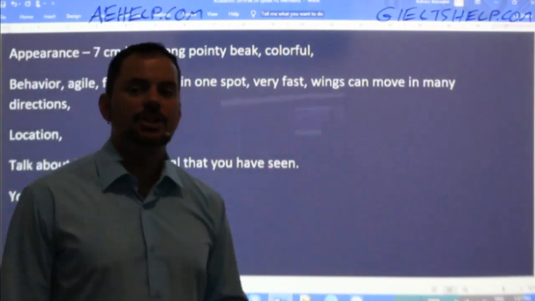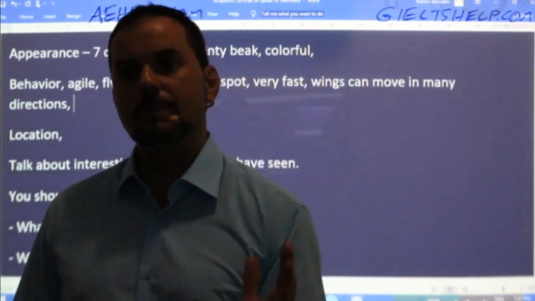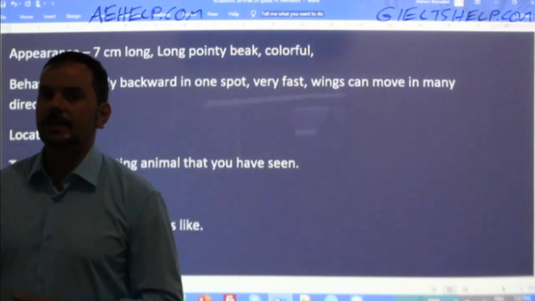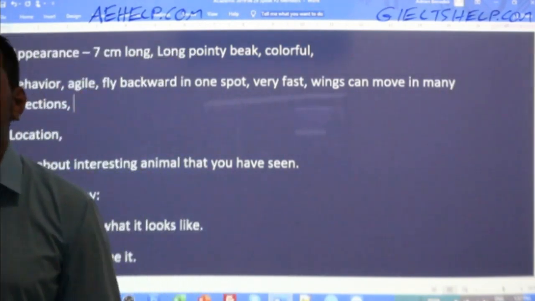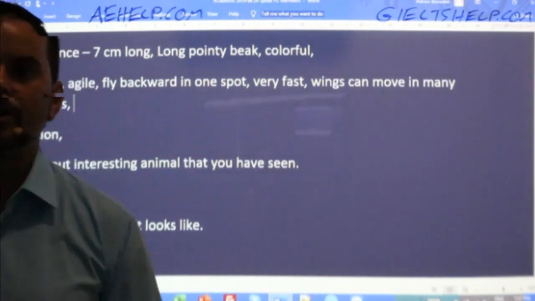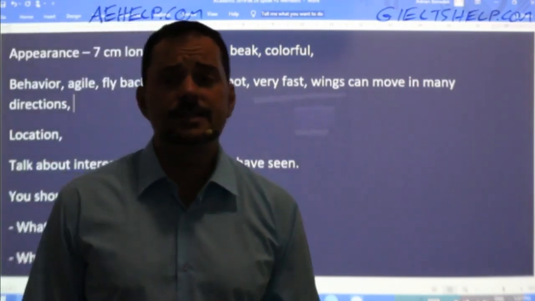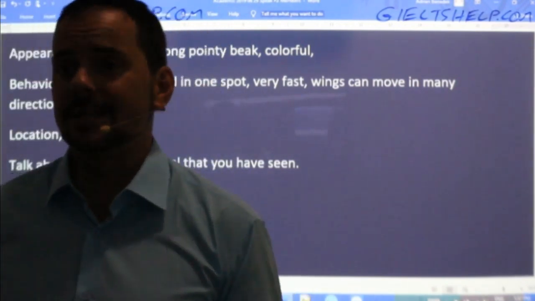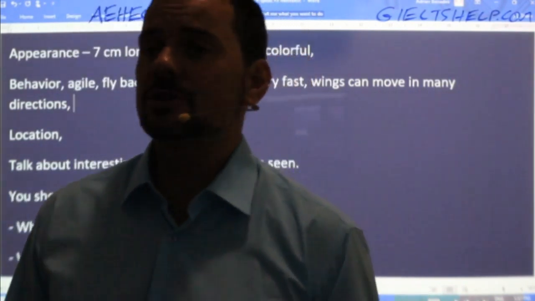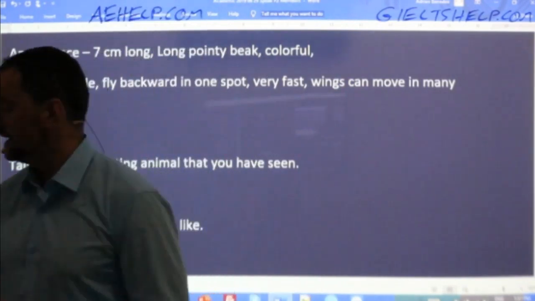Agile, Arjit, means that it's very maneuverable. So it means it can fly sideways, forward, backward. It doesn't really eat insects, Preeti. Hummingbirds are not for insects. In fact, some insects are larger than hummingbirds. But Preeti, if you actually said, I think the hummingbird eats insects, then the examiner's not going to judge you. It eats nectar. That's right.